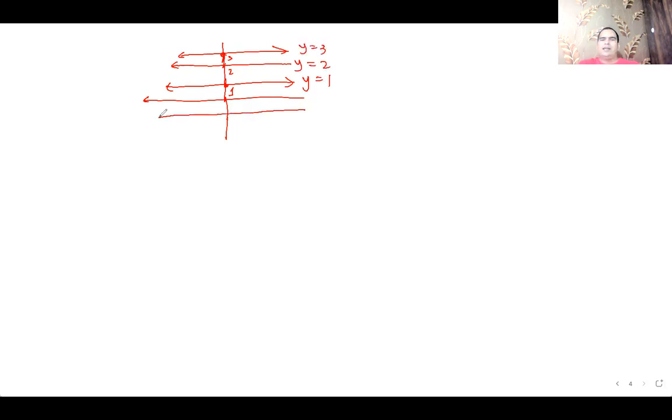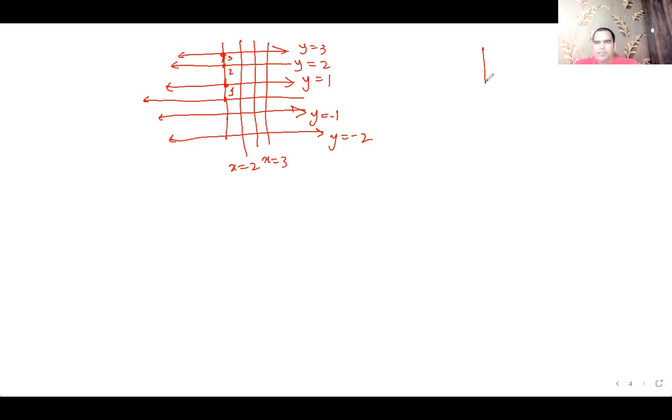This is like an identity of the line. For example, if the line cuts at -1, the line will be y equals -1, or y equals -2, and so on. Any horizontal line will be written in that format. Any vertical line will be like x equals 2, x equals 3, something like that.